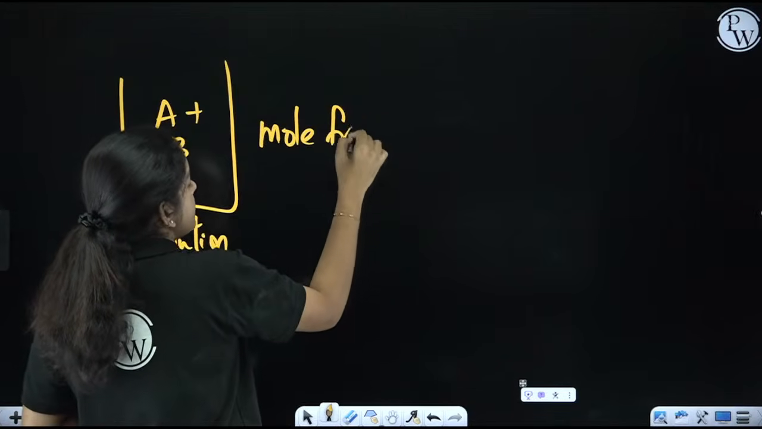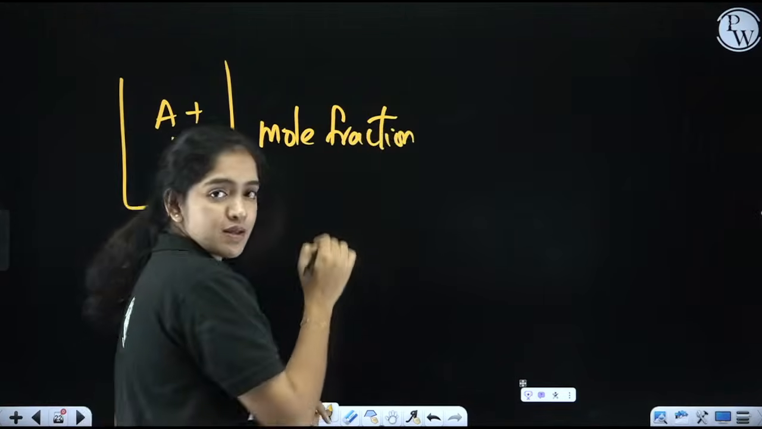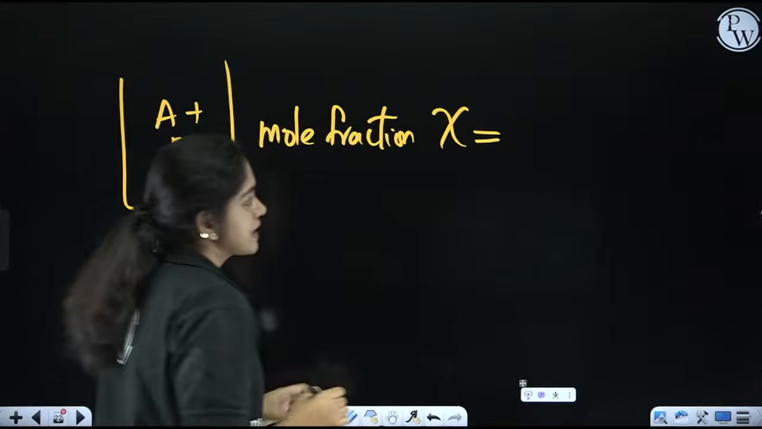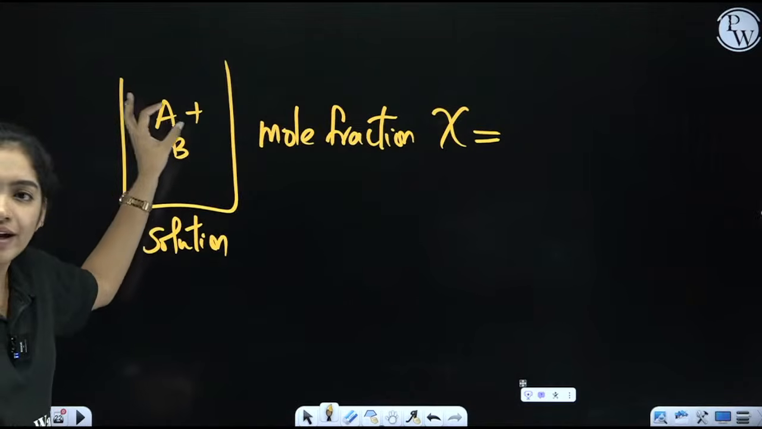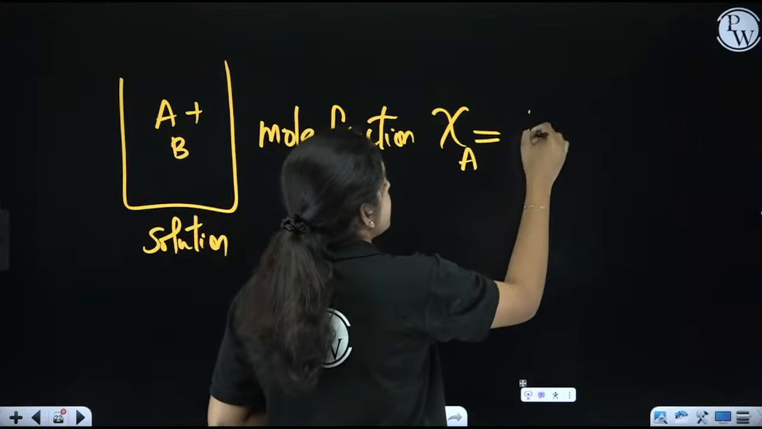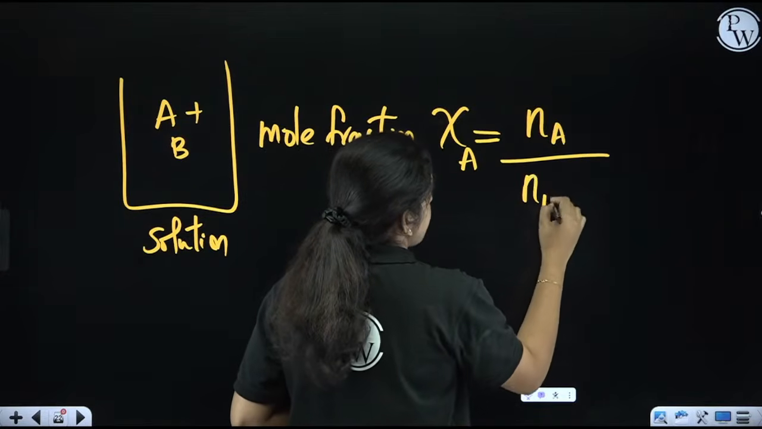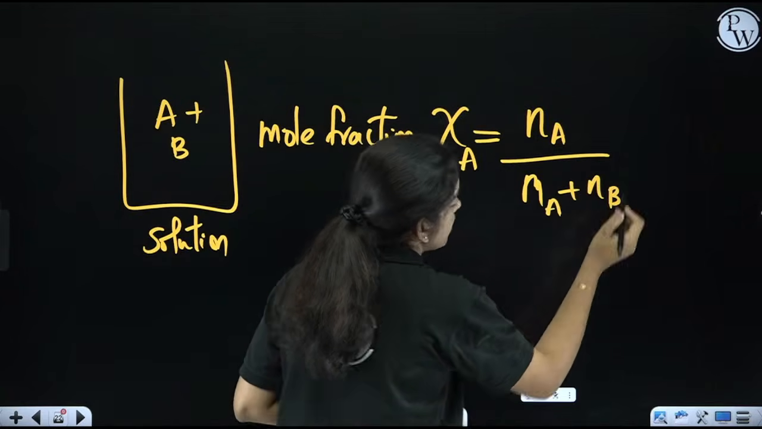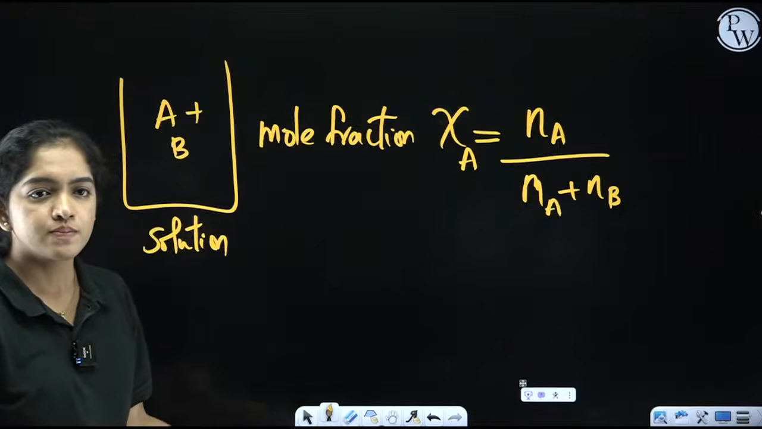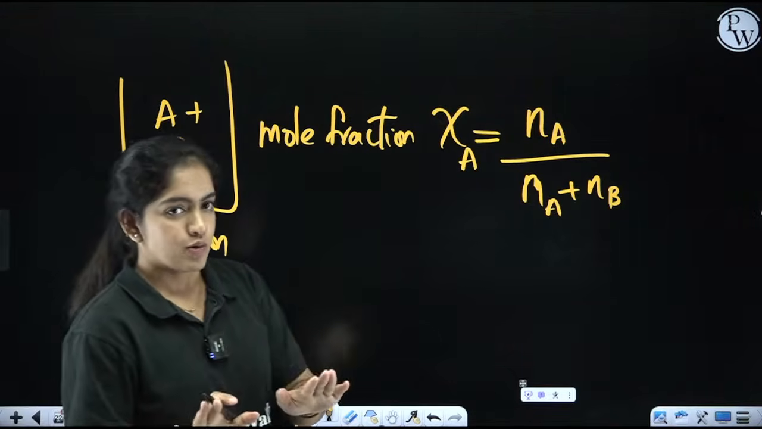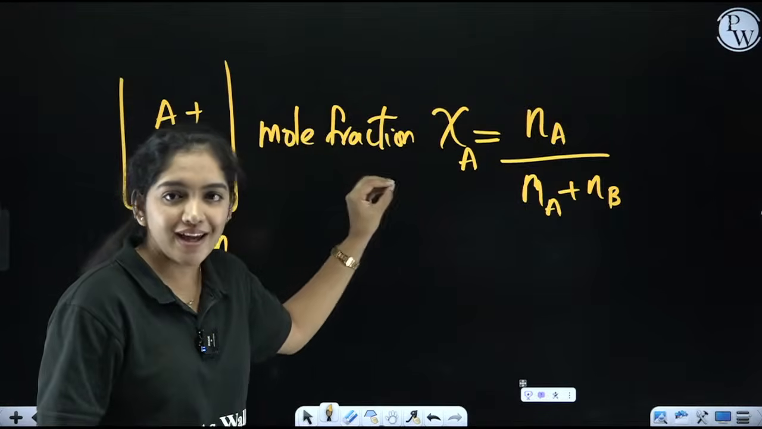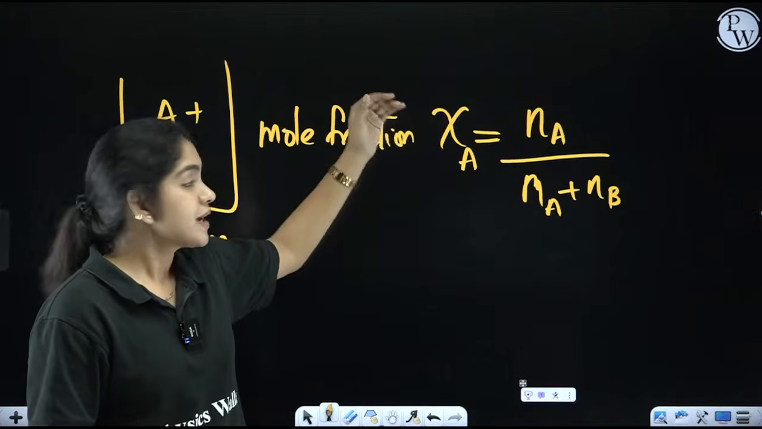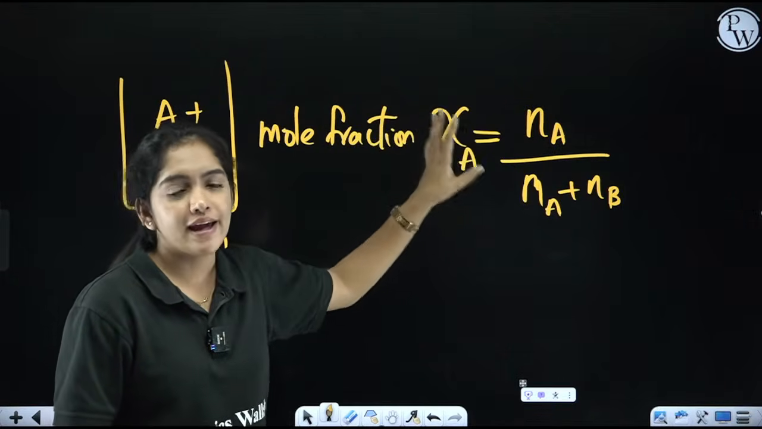Mole fraction is denoted by the letter chi. It is very, very important. Mole fraction is given by the equation chi equal to. For example, we are going to find the mole fraction of only A. We can write chi A given by Na divided by Na plus Nb. Got it? So how to find the mole fraction of A? Okay, I will go slowly. We can find the mole fraction of A by the equation chi A equal to Na divided by Na plus Nb.